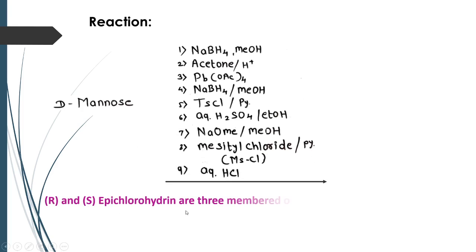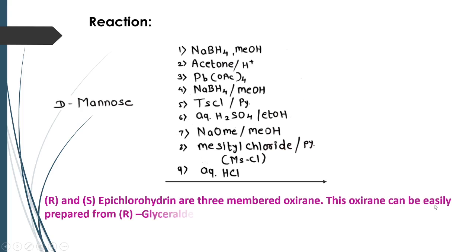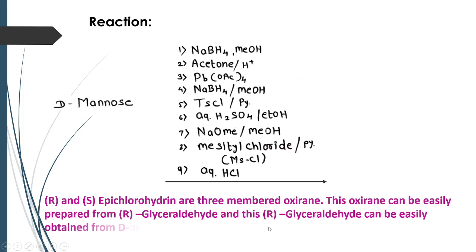The R and S-epichlorohydrin are three-membered oxiranes. This oxirane can be easily prepared from R-glyceraldehyde, and this R-glyceraldehyde can be easily obtained from D-mannitol. Meaning, for the preparation of epichlorohydrin, our chiral precursor is D-mannitol, and D-mannitol comes from D-mannose.